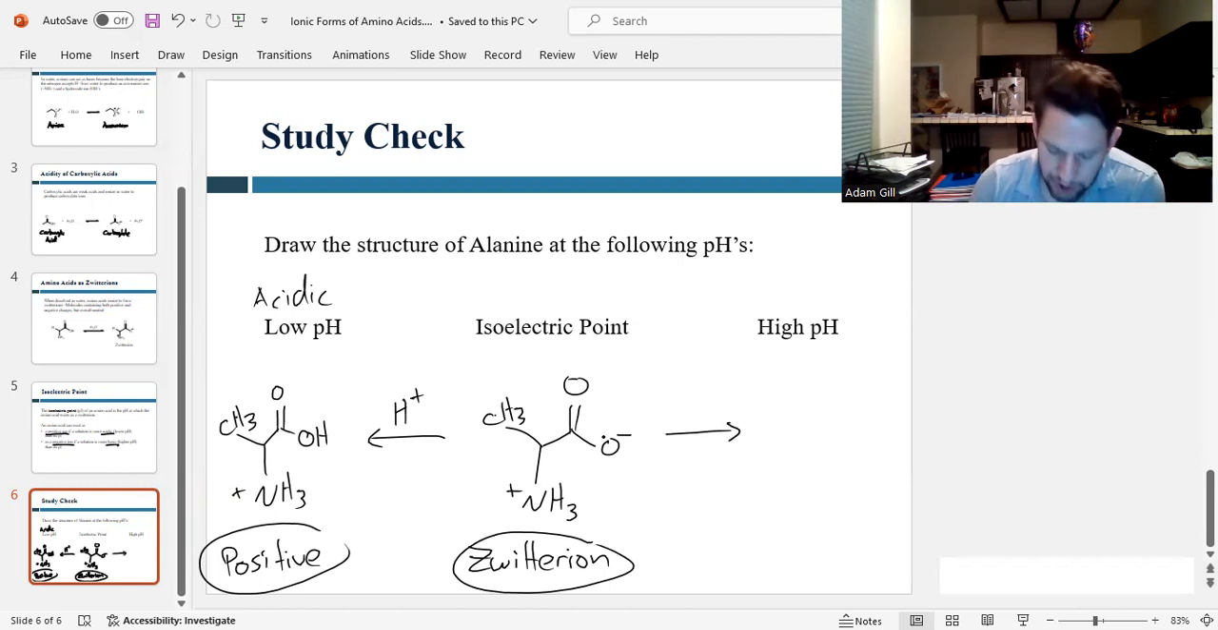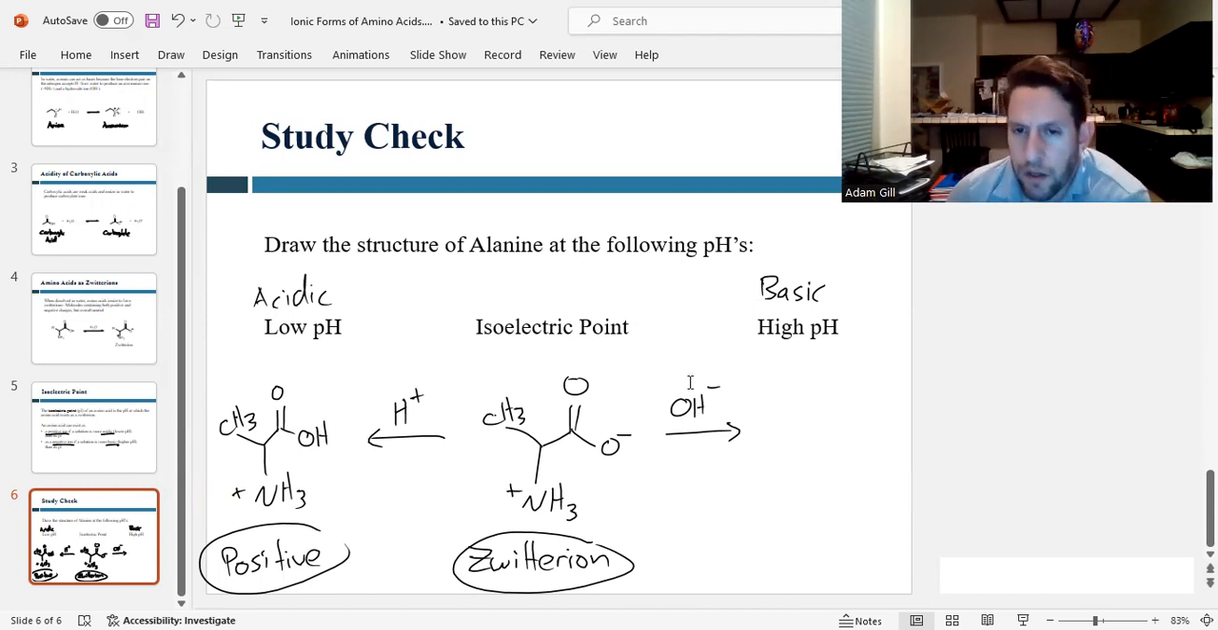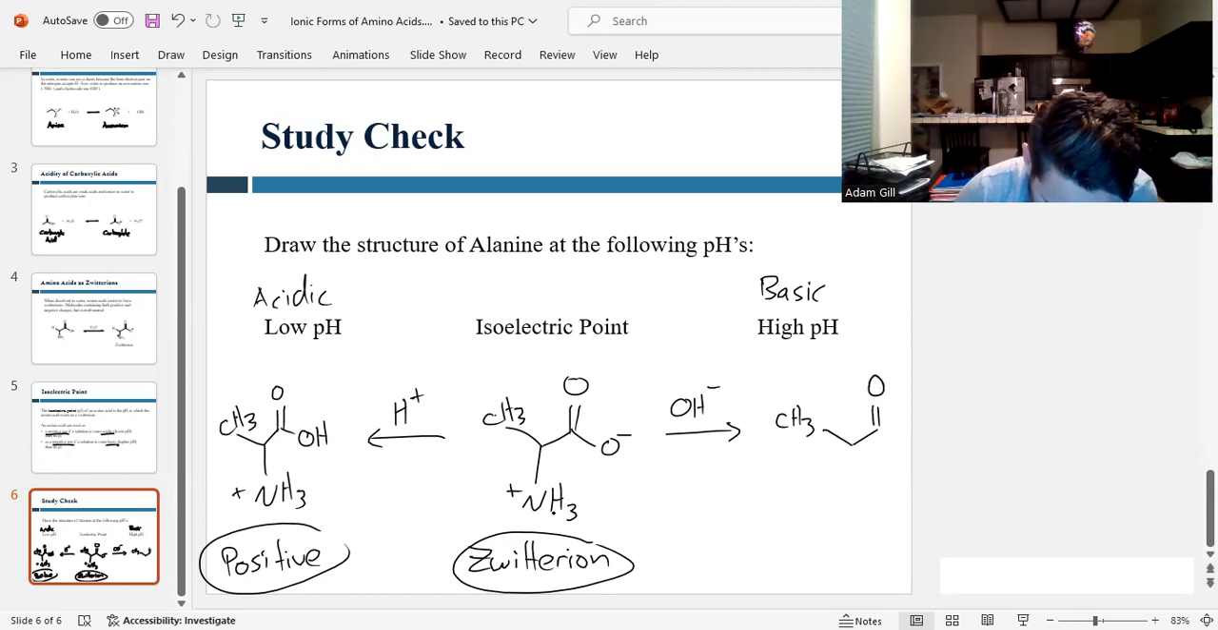And then a high pH is basic, which means you have OH minus floating around. OH minus wants to steal hydrogens. Where are hydrogens that can be stolen here? Well, there's no hydrogens on the carboxylate, so the OH minus will steal a hydrogen from the ammonium. So the carboxylate stays O minus, but the NH3 is going to lose a hydrogen and become NH2. And so our overall charge here is now negative.